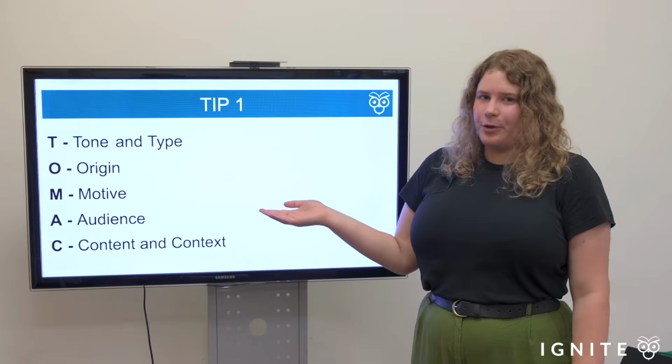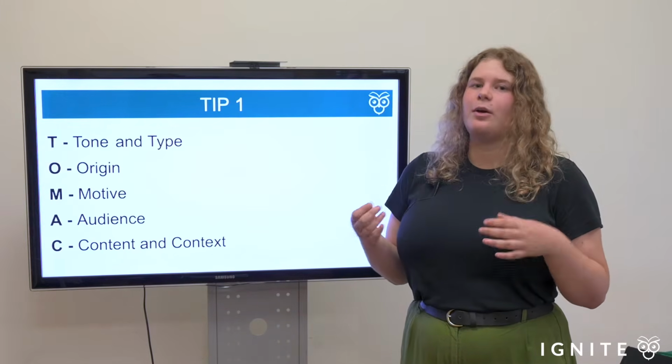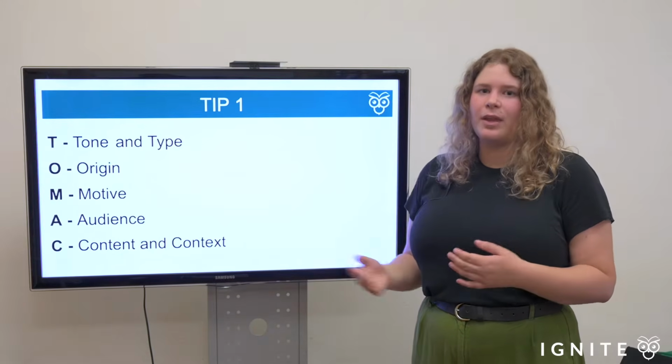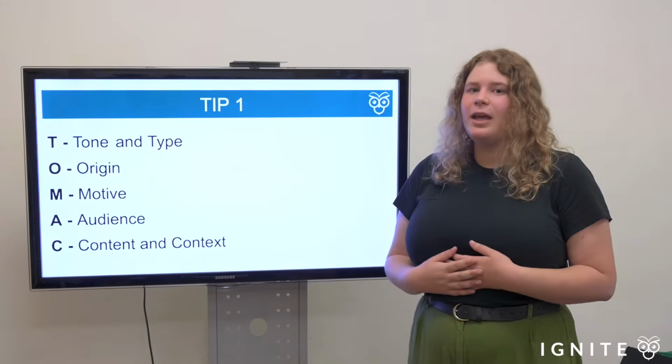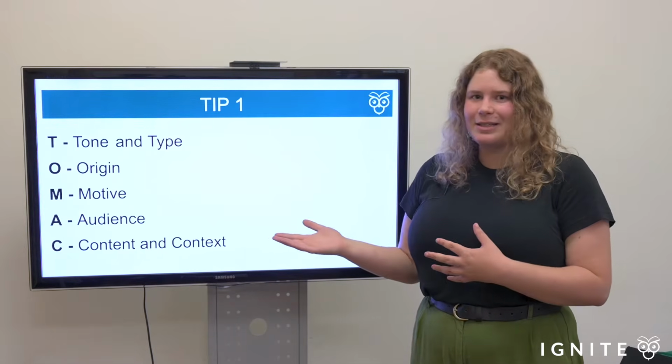The M is for motive. So you need to try and put yourself in the shoes of the author. What was I trying to achieve by having this source made? Is this a propaganda poster? Am I trying to convince somebody of something? Is this a cynical cartoon? Am I trying to point out how ridiculous something is?